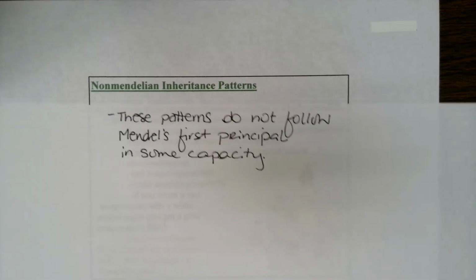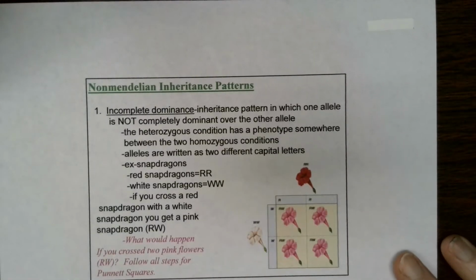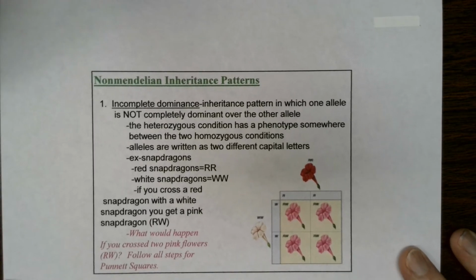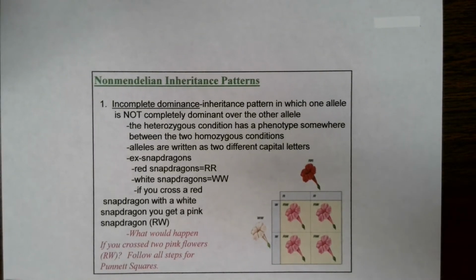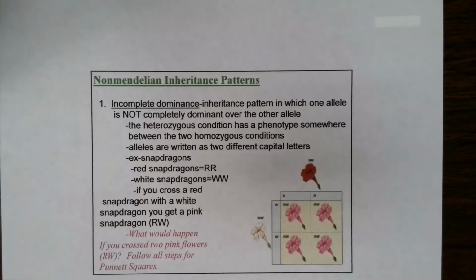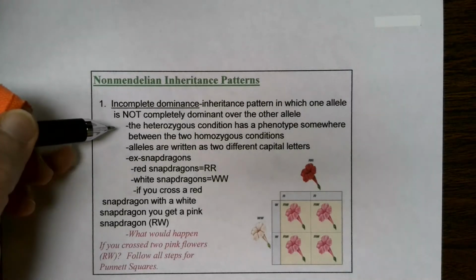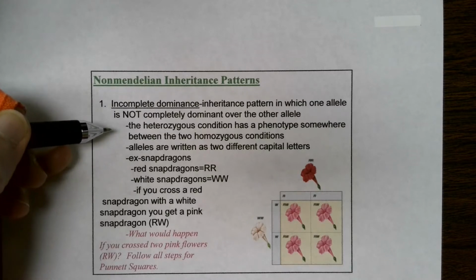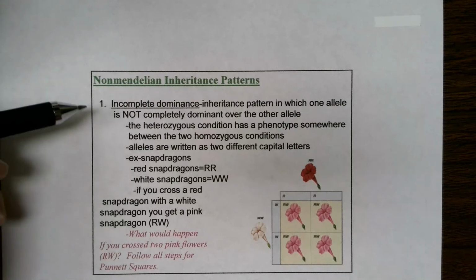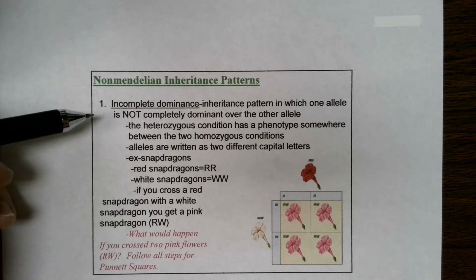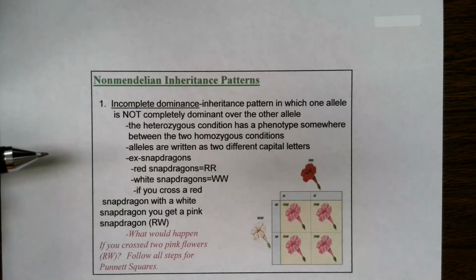So the first one is called incomplete dominance, right? By definition, incomplete dominance is an inheritance pattern where one allele is not completely dominant over the other allele, right? And so the heterozygous condition is going to produce an intermediate phenotype. It's going to be somewhere between the two homozygous conditions, all right?